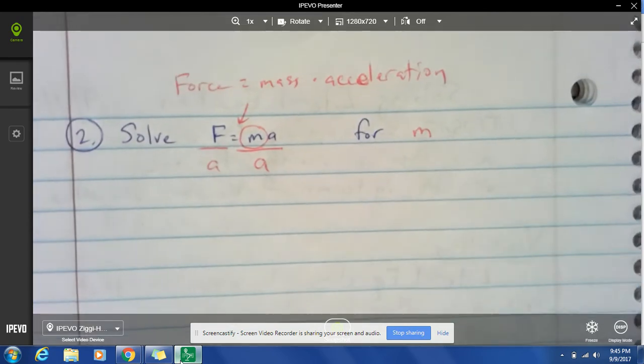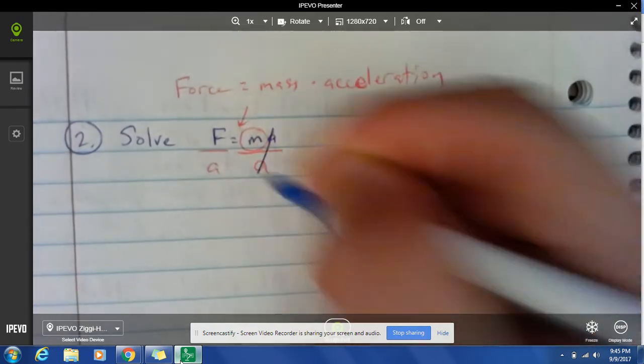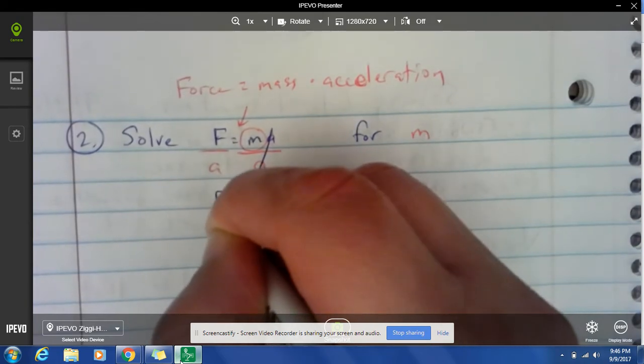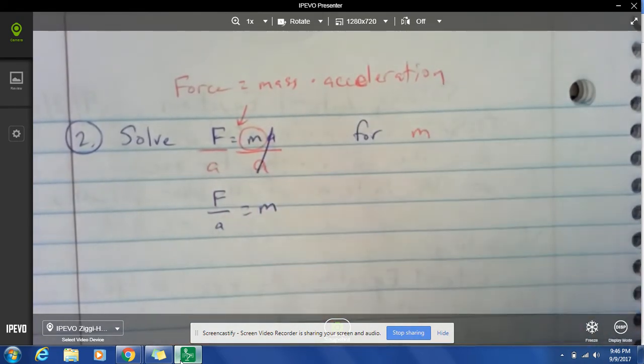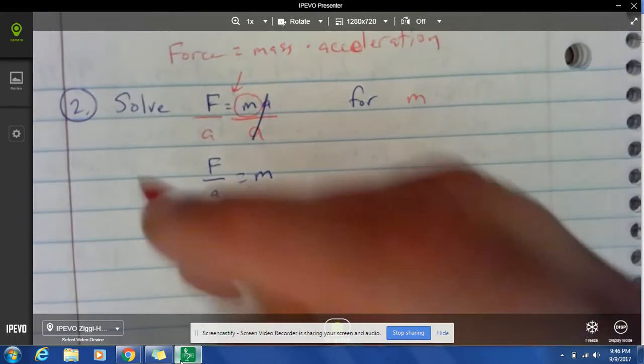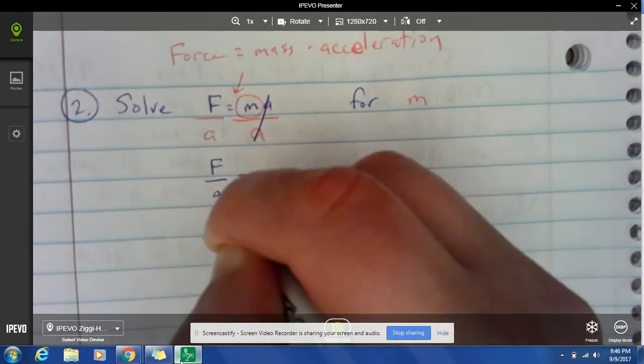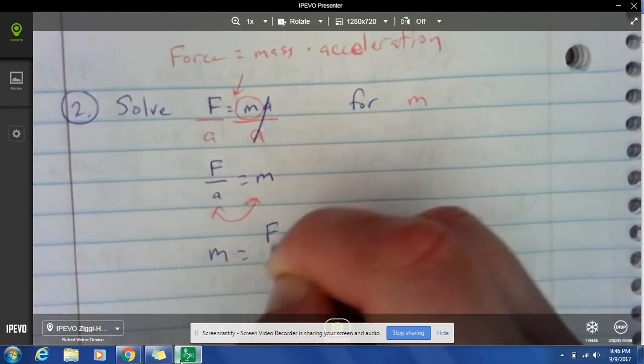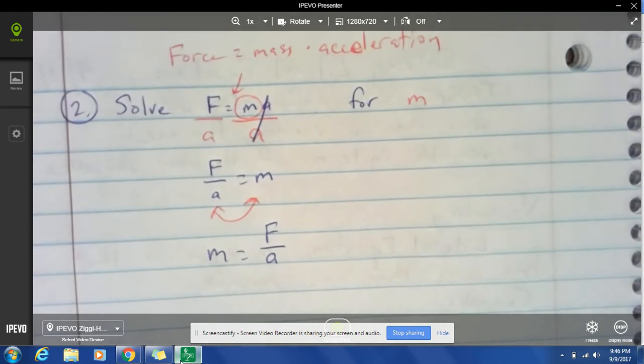That's it. And so a and a cancel out, and we are left with just simply f over a equals m, or if you want to switch it around, which of course we are more than welcome to do with an equal sign, m equals f over a. So that means if you know the force and the acceleration and you want to know the mass, you're going to divide the force by the acceleration, and that will give you the mass. And now we have solved f equals ma for m, giving m equals f over a.